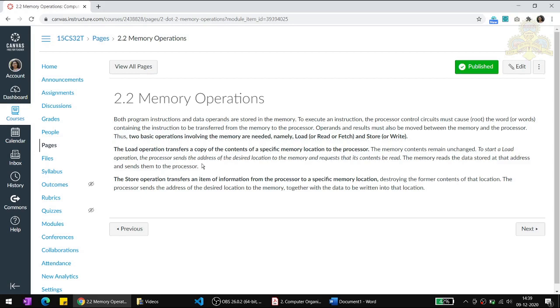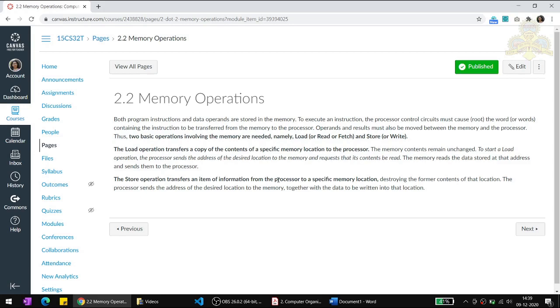Now how would this load operation be started? To start this load operation, the processor will send the address of that particular memory location to the MAR. Then from MAR it would point to that location in the memory and a read control signal would be initiated. Once the time elapses, from that particular location which is addressed by MAR, the data would be read or copied and then sent to the processor.